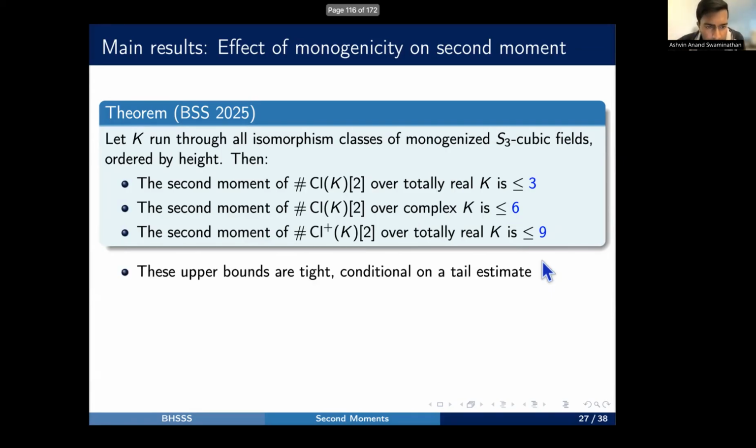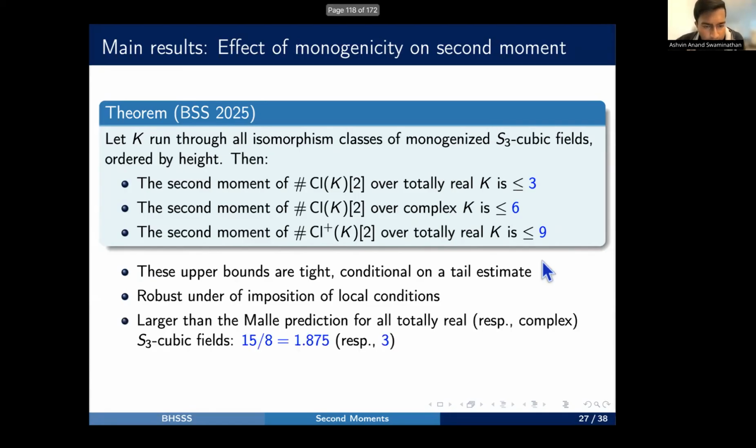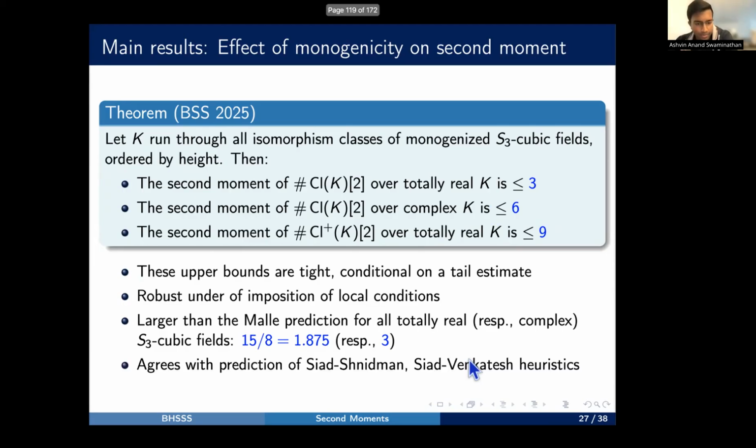Right? These upper bounds are also tight, conditional on a tail estimate, and they're robust under the imposition of local conditions, so they stay the same. And I should say that these second moments are also larger than the Malle prediction. So Malle predicts 1.875 in the totally real case and 3 in the complex case. So we see that this condition of monogenicity not only impacts the first moments, but it also impacts the second moments. And these second moments, 3, 6, and 9, agree with the predictions of Shnidman and Venkatesh.